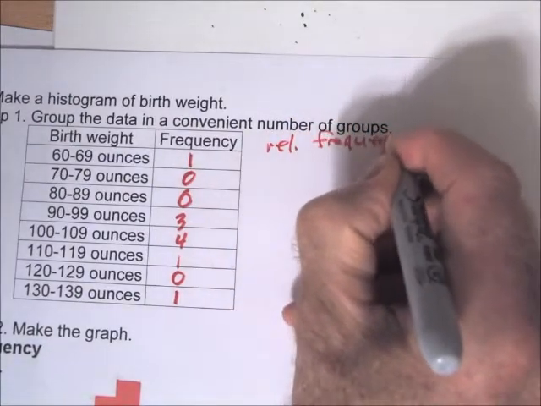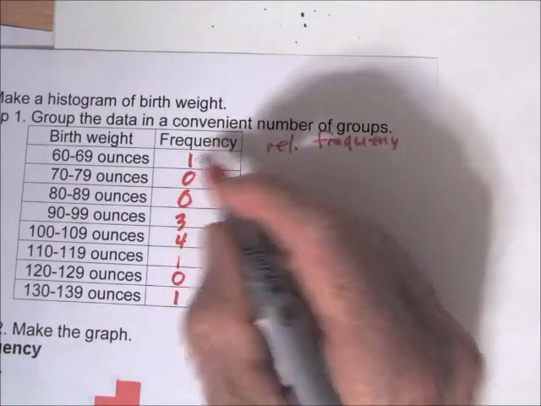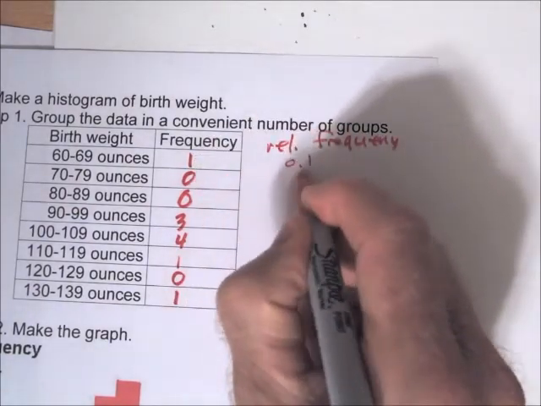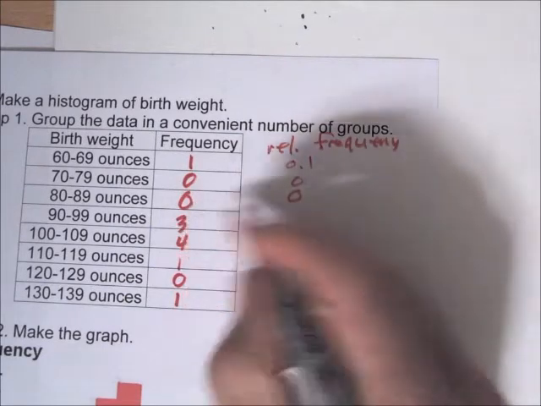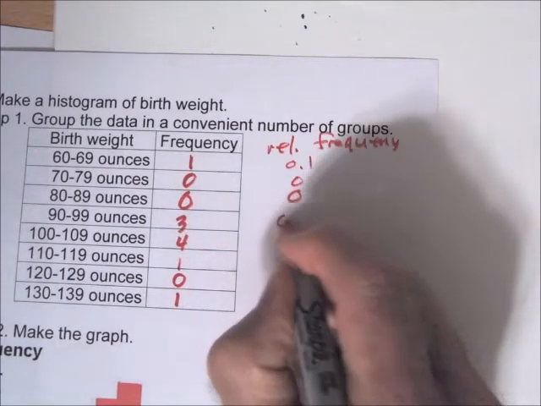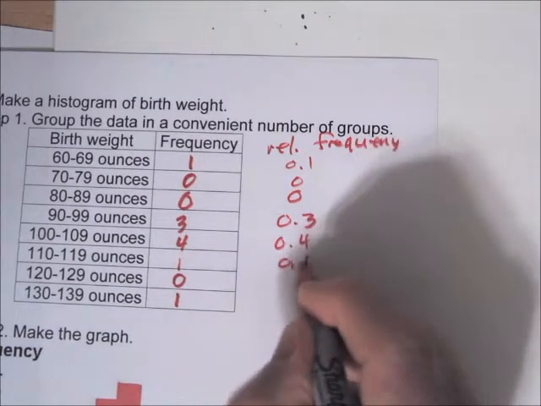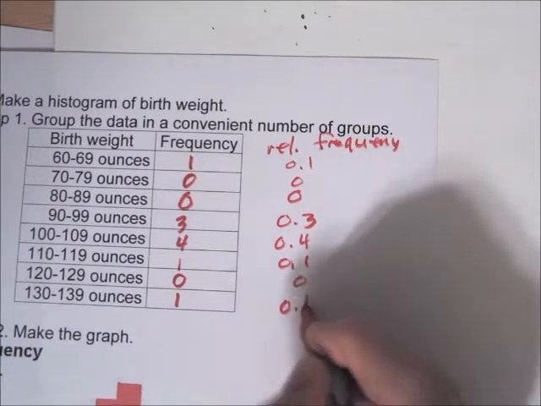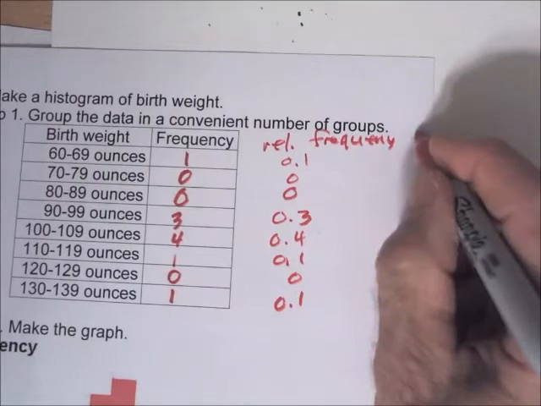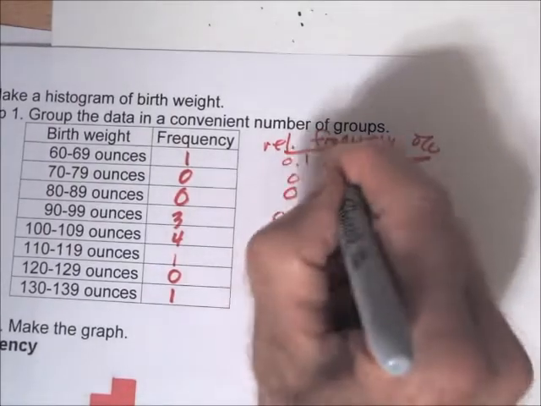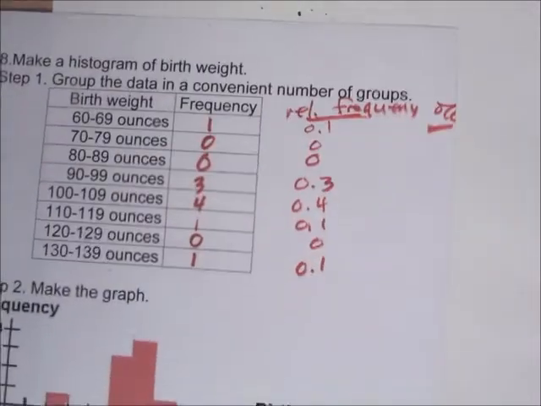If you want to do the relative frequency, you just divide by the number of babies. So 1 divided by 10 is 0.1, 3 divided by 10 is 0.3, 0.4, 0.1. You could also do percent. It doesn't really matter so much.